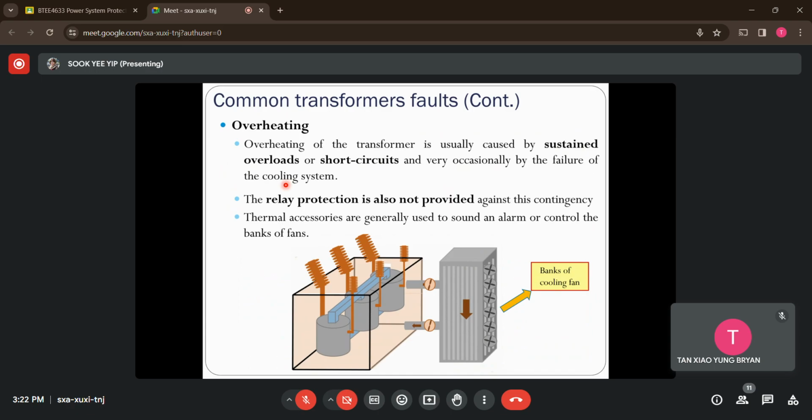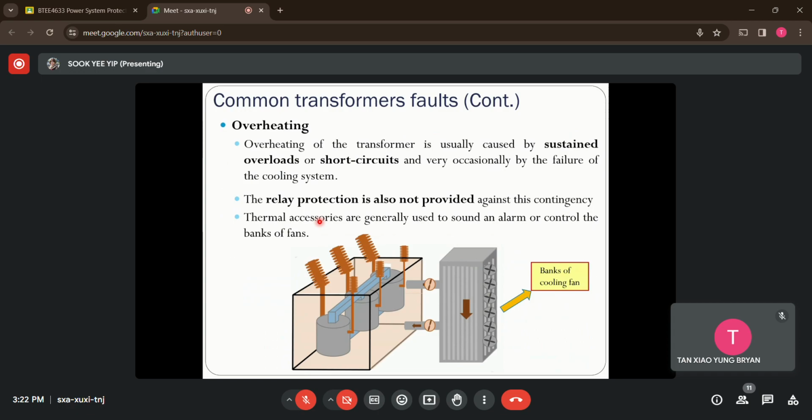Similar to the open circuit condition of a transformer winding, relay protection is not necessarily provided against these kinds of situations. Instead, usually we use thermal accessories, all right?